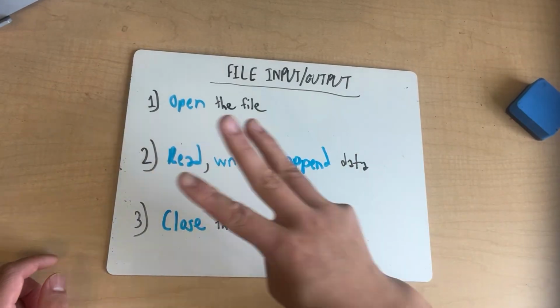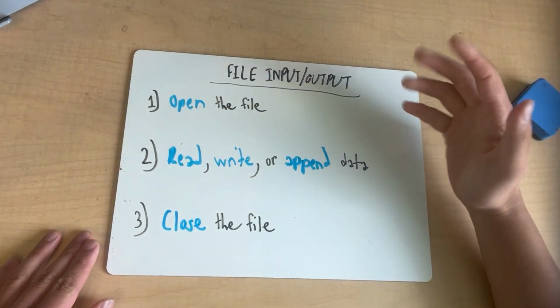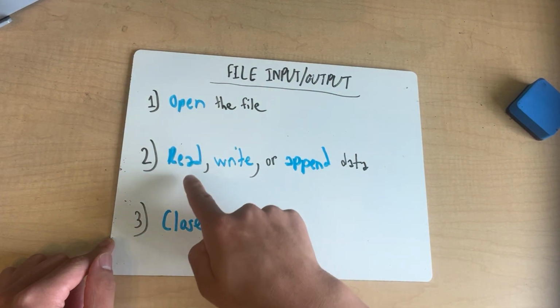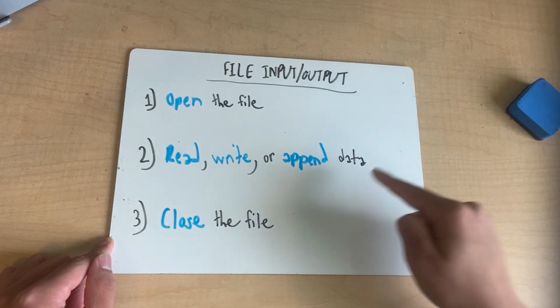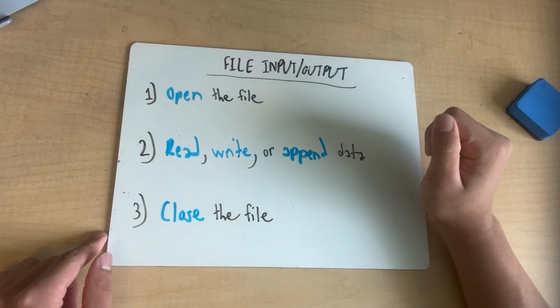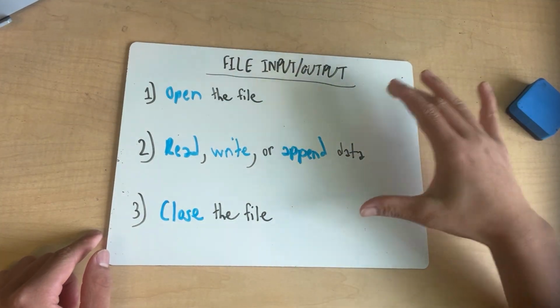Okay, so there's three main steps when it comes to file input and output in Python. First, you have to open the file. Second, you have to read, write, or append the data into the file. And lastly, you have to close the file. Let me show you a very basic example of these three steps in action.